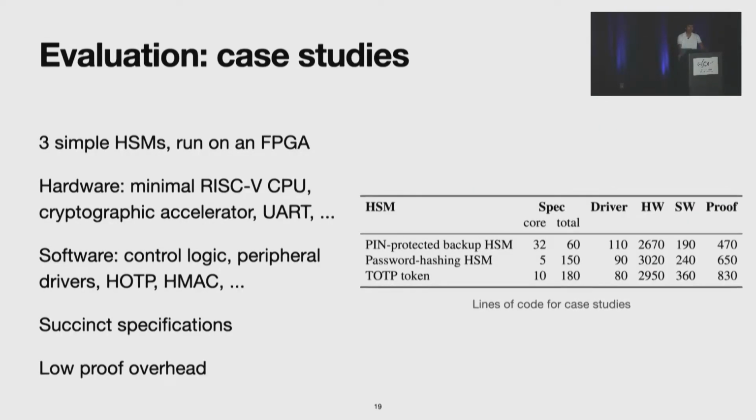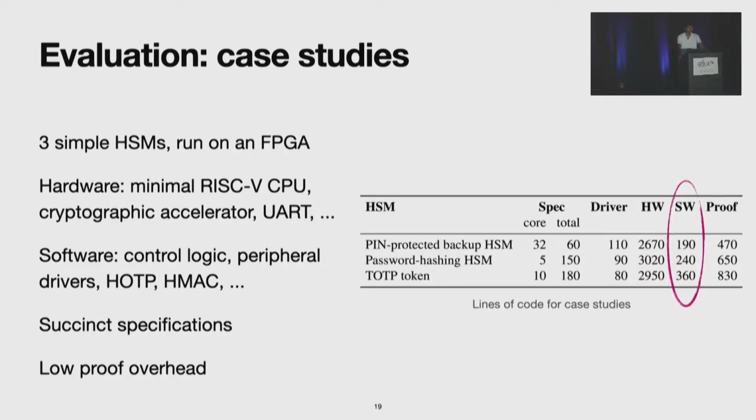And then to evaluate the new definition of IPR and the Knox framework, we did some case studies. We built and verified 3 simple HSMs, and these are real HSMs that run on an FPGA. On the hardware side, even though they're simple, they exhibit many of the complexities present in real HSMs. So there's a minimal RISC-V CPU in all of our case studies. A couple of the examples have hardware cryptographic accelerators, I/O peripherals like UART, and a couple other components in the system on a chip. This is all implemented in about 3,000 lines of Verilog code, and actually most of it is off-the-shelf code.